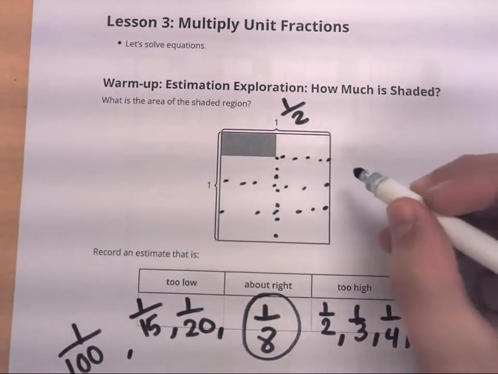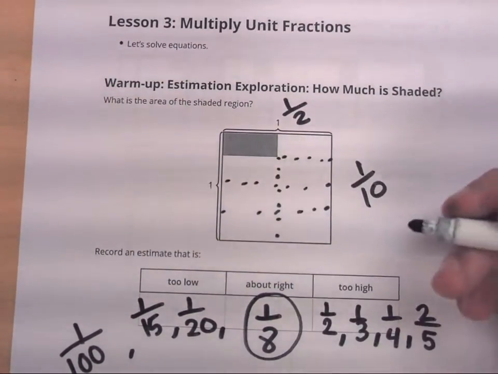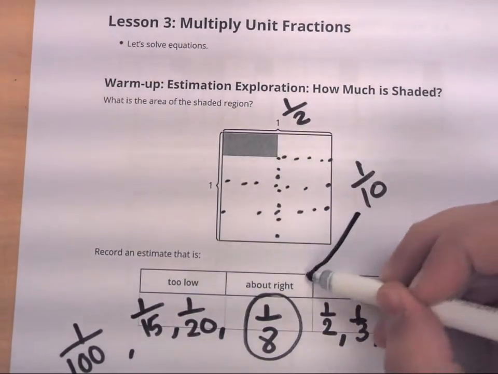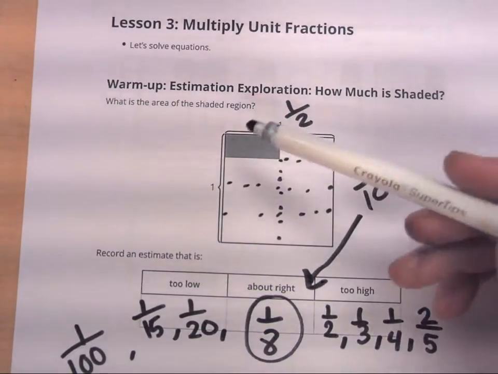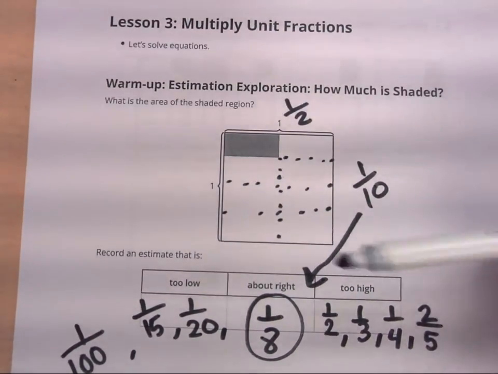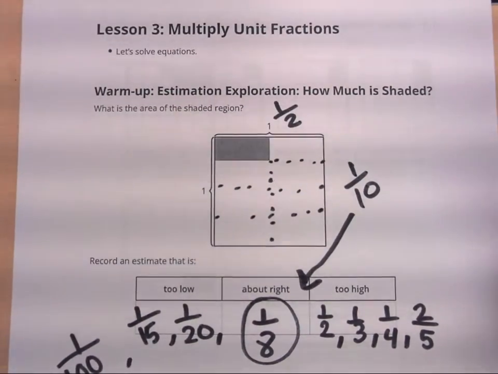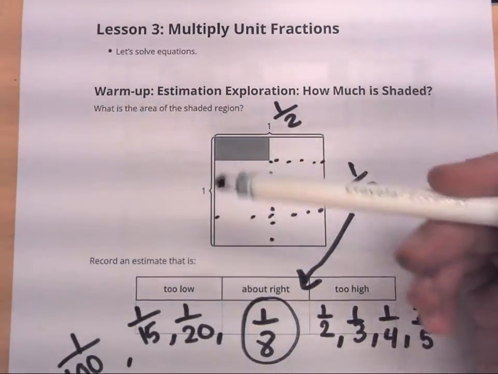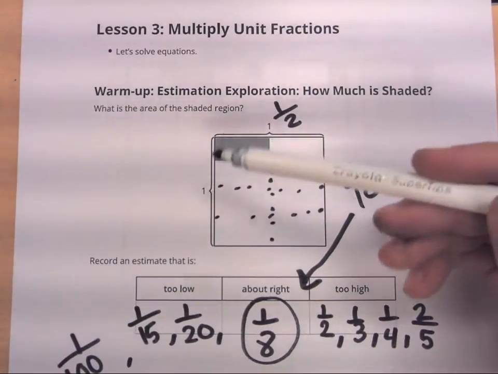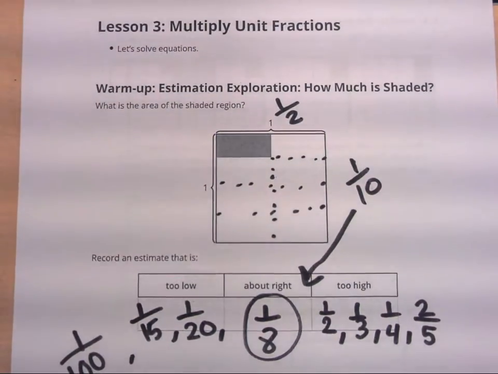Now, other students thought 1/10 may have been an appropriate about right estimate. And they used similar reasoning. But in both cases, they were using their understanding of fractions, particularly as division, to inform them of this estimate here, determining what this value would be. So that was really, really cool.